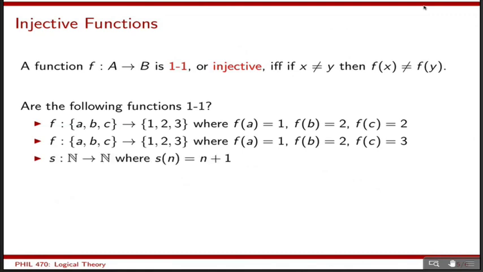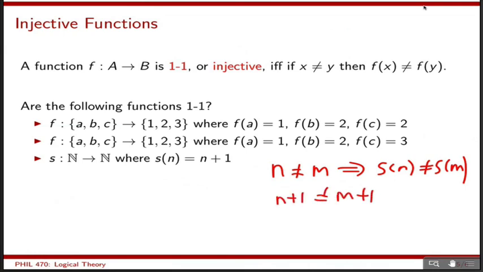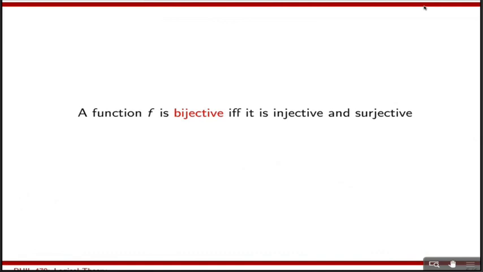What about the successor function? Is it the case that if we have two natural numbers n and m and they're different from each other, then s of n is different from s of m? Well, if you add 1 to n and you add 1 to m, those result in different numbers. So indeed, the successor function is one-to-one. Finally, we will say that a function is bijective if and only if it is both injective and surjective. So we might also say it's a correspondence.